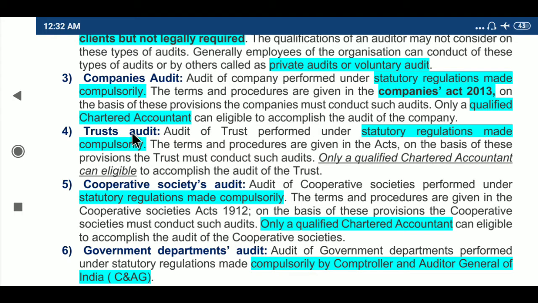Next, fourth one, trust audit. Audit of a trust is performed under statutory regulations and made compulsory. The terms and procedures are given in the Acts. On the basis of these provisions, the trust must conduct such audits. Only a qualified chartered accountant is eligible to accomplish the audit of the trust, because a trust is established under the Trust Act. So it's also legally established. That's why only a chartered accountant is eligible to accomplish the audit of the trust.